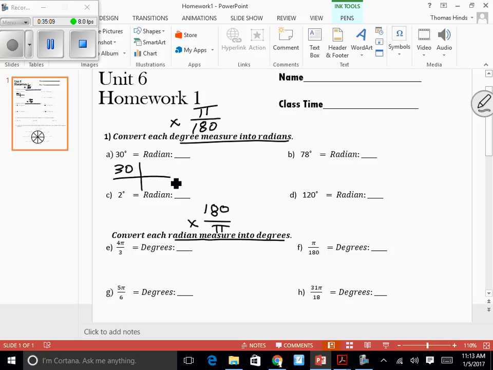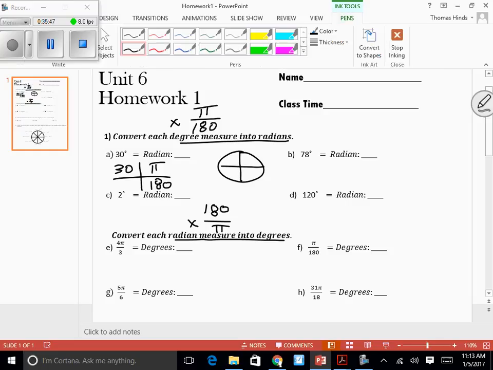Let me write in a different color. Pi over 180. Calculators are out now. Hey, do me a favor if you could: make a little mini circle. Put your little plus sign in it. And then try to put where 30 degrees might be. See if you can write that down.